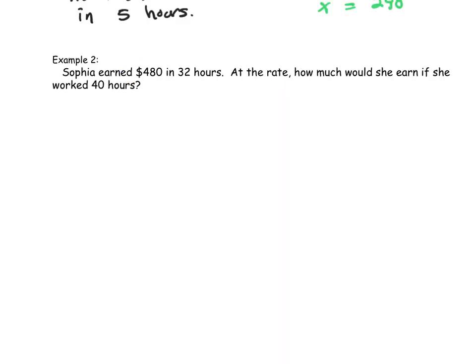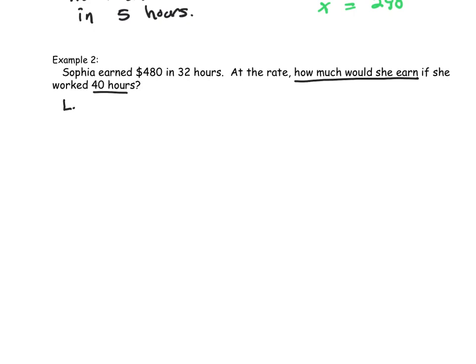Okay, you can use the step-by-step guide above if you print it off the paper. Otherwise, I will remind you what the steps are. So example 2 says Sophia earned $480 in 32 hours. At this rate, how much would she earn if she worked 40 hours? And you may recall that our first step was to identify what the question is. So if I scan through this, I see how much would she earn. So that must be money. And it continued on if she worked for 40 hours.